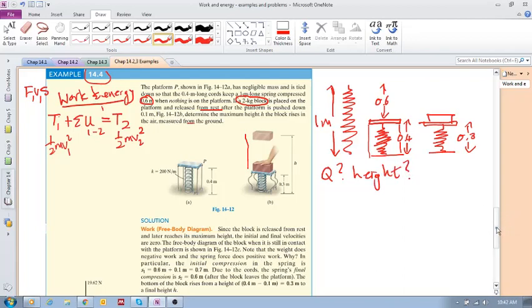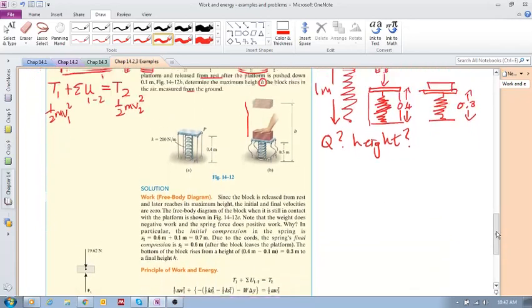So we can use the principle of work and energy, because we've got velocity information. The speed over there is 0. The speed over there is 0 because it turns around. And then we are looking for h, which is position information. And we've got forces. So we can use the principle of work and energy.